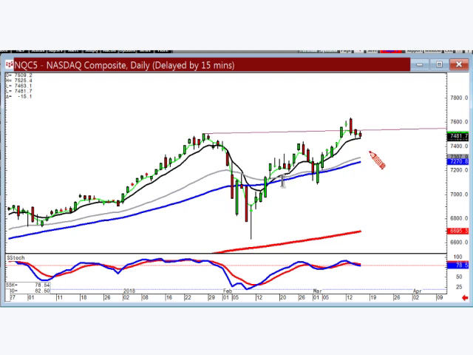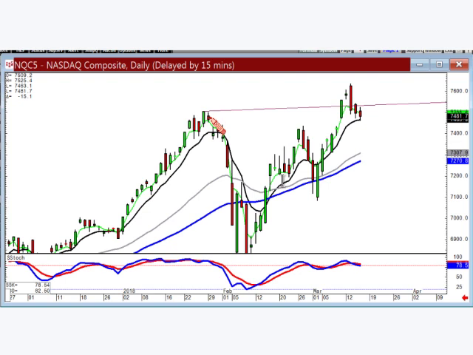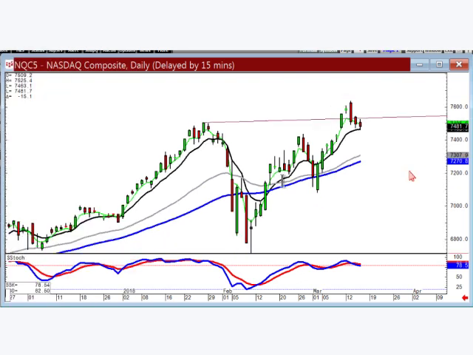A Marubozu is when they close it right at the end of the candle. This is kind of a Marubozu right here. Notice they closed it right at the high. That's usually an indication that if you're in the overbought area, that's your last gasp. And usually a Marubozu is the opposite of the bearish candle. If you're short, where are you covering your shorts? Right up to the very last second.